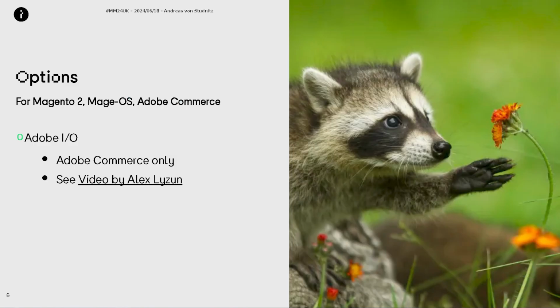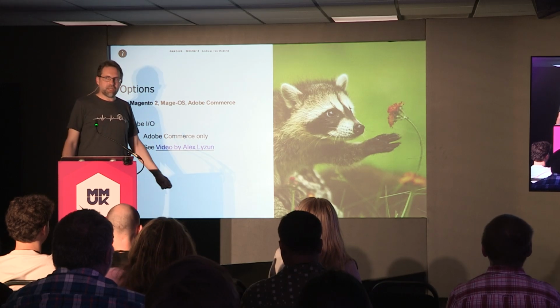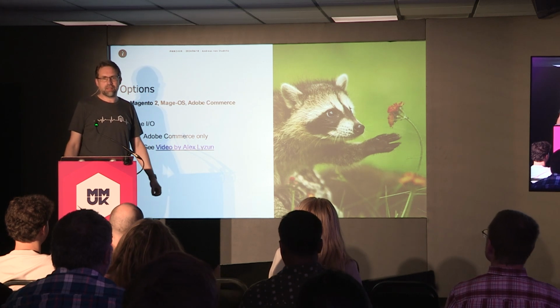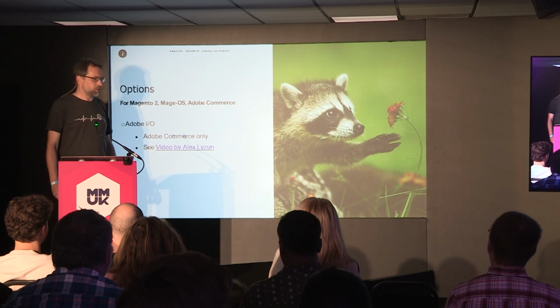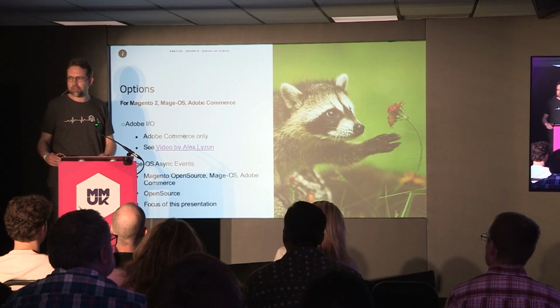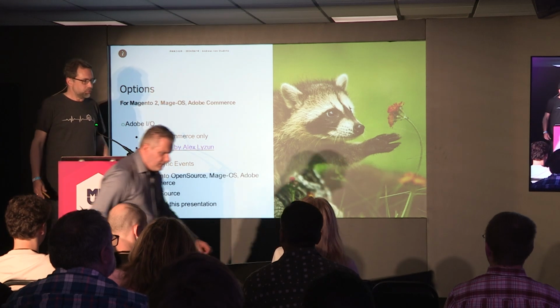For Magento, we have some options. Option number one, the official option for Adobe Commerce, is Adobe I/O. Personally, I haven't used it. There's a great video about that by Alexander Lizoun. And the biggest drawback about that is that it's only about Adobe Commerce, and you cannot use it with Magento Open Source or Mage-OS. So there is another option, and that other option is the async events module made by Mage-OS. If you don't know Mage-OS, it's a community-driven association which aims to improve the Magento software and make it future-proof.